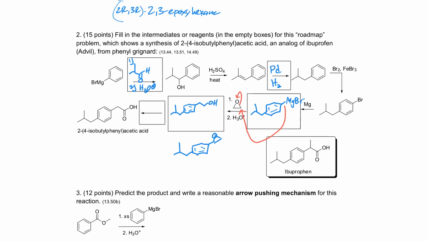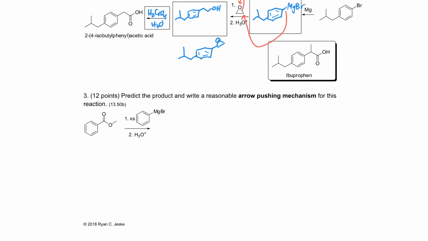And lastly, the primary alcohol can be oxidized to the carboxylic acid with H2CrO4 and water. You could have used Na2Cr2O7 and acid and water if you wished, but we needed to oxidize that fully to the carboxylic acid.